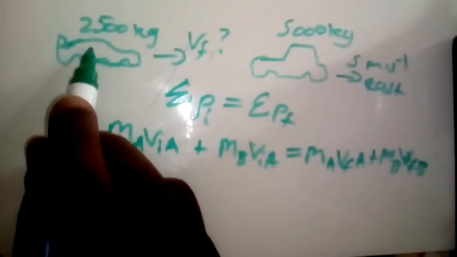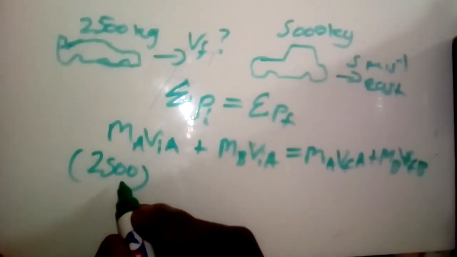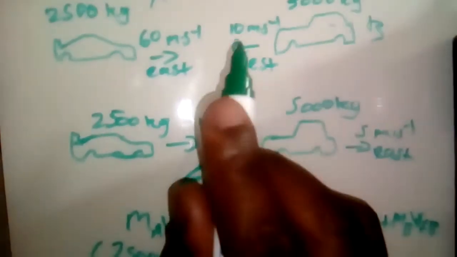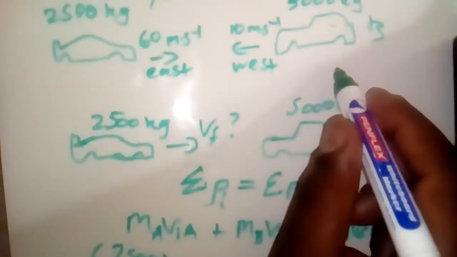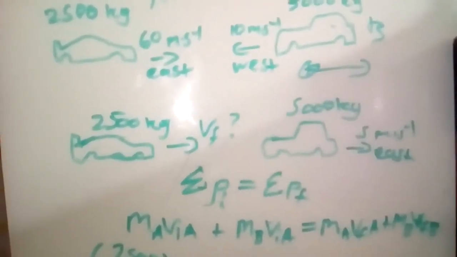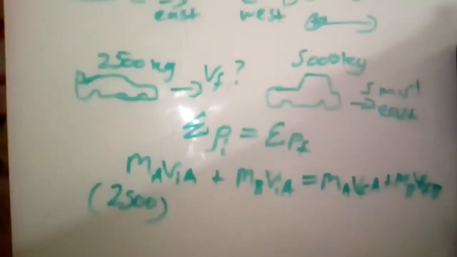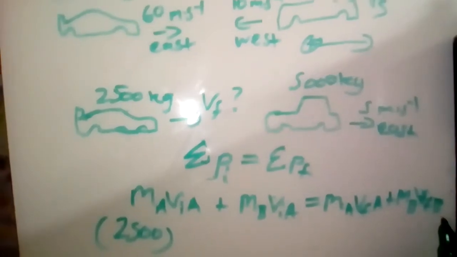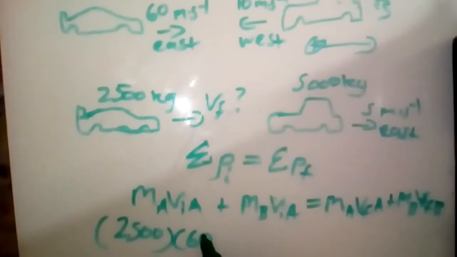So this is what we're going to do. What is the mass of object A? It's 2,500 kgs times what is the initial velocity of A? Before the collision, it was moving to the east. And before we even do the calculation, we have to choose one direction as positive and one direction as negative. So I'm going to choose east, or my right, as positive. It means whatever goes left must be negative. So the velocity of object A was 60 meters per second to the east. That was the initial velocity. So I'm going to substitute it as positive, right?